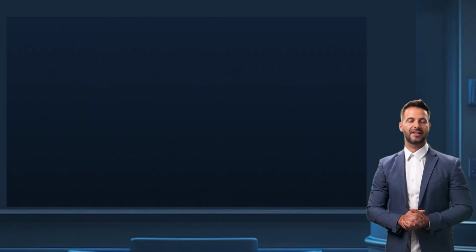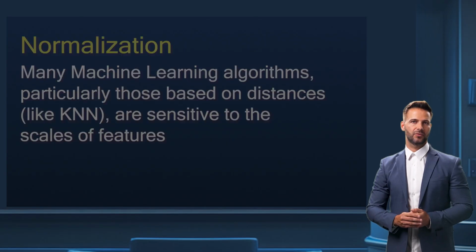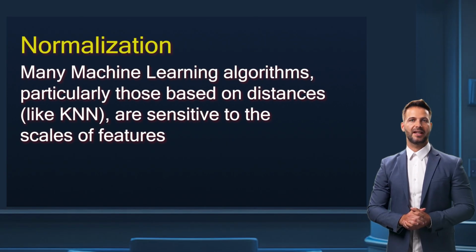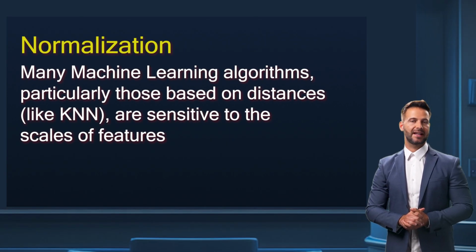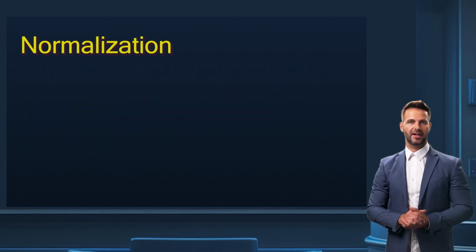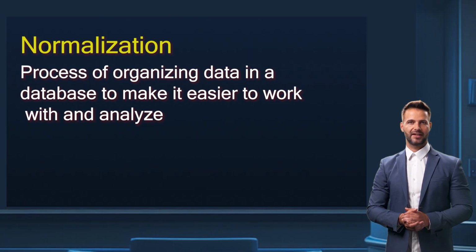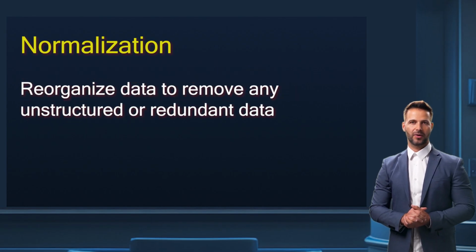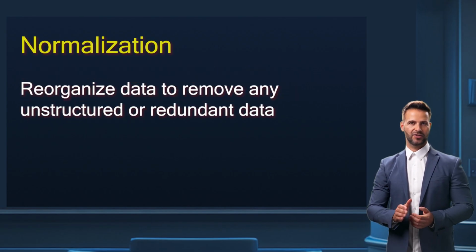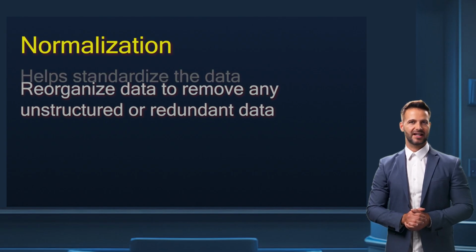Now that we've cleaned our data, the next step is data normalization and scaling. This is crucial because many machine learning algorithms, particularly those based on distances, like KNN, are sensitive to the scales of features. Data normalization is the process of organizing data in a database to make it easier to work with and analyze. We are spring cleaning the data. To normalize a dataset, you reorganize it to remove any unstructured or redundant data. Why is this important? It helps standardize data.